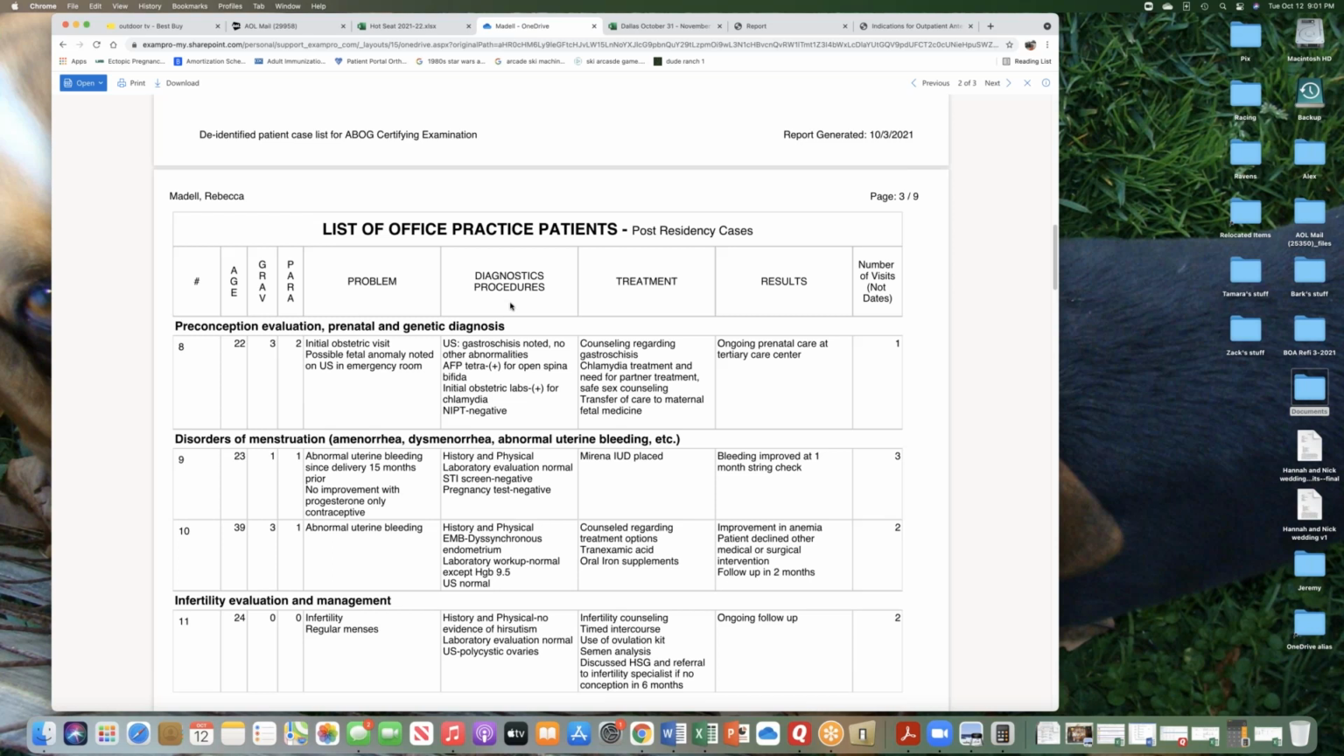So when you have a patient that comes in for, let's say, a preconception evaluation, obviously you're doing a history and physical. Let's assume that she has no medical problems.